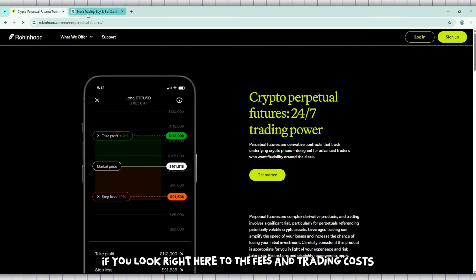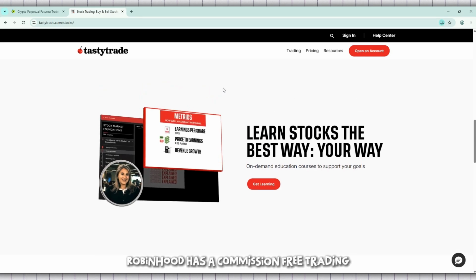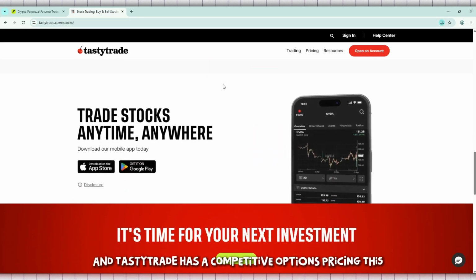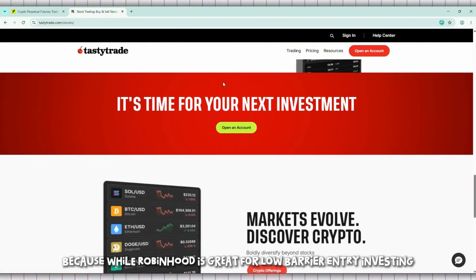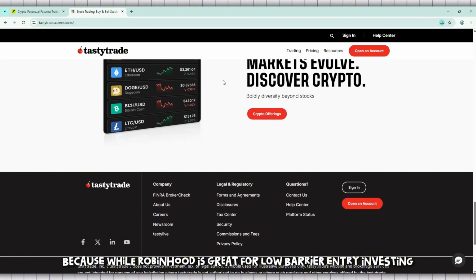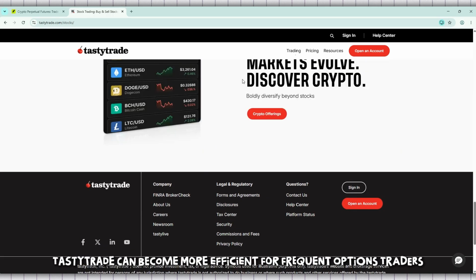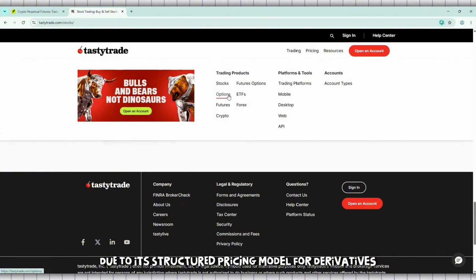If you look right here to the fees and trading costs, Robinhood has commission-free trading, and Tastytrade has competitive options pricing. This is important because while Robinhood is great for low-barrier entry investing, Tastytrade can become more efficient for frequent options traders due to its structured pricing model for derivatives.